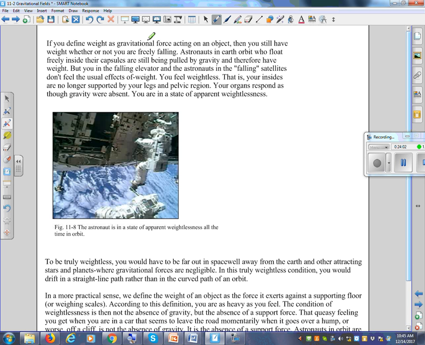Now, what about this? If you define weight as gravitational force acting on an object, then you still have weight whether or not you are freely falling. Astronauts in Earth orbit who float freely inside their capsules are still being pulled by gravity and therefore have weight. But you in the falling elevator and the astronauts in the falling satellites don't feel the usual effects of weight.